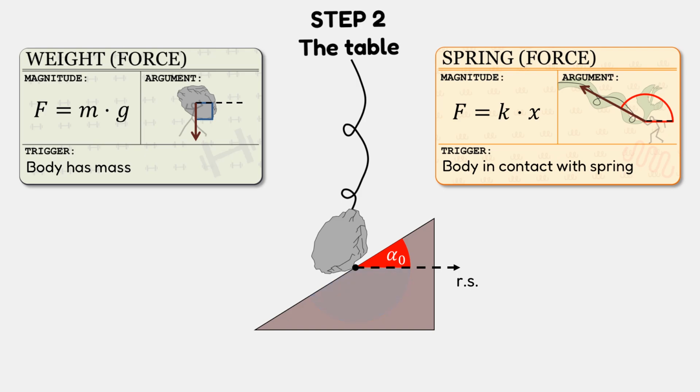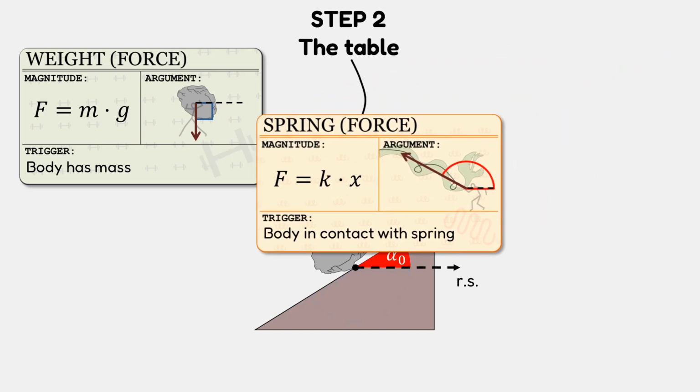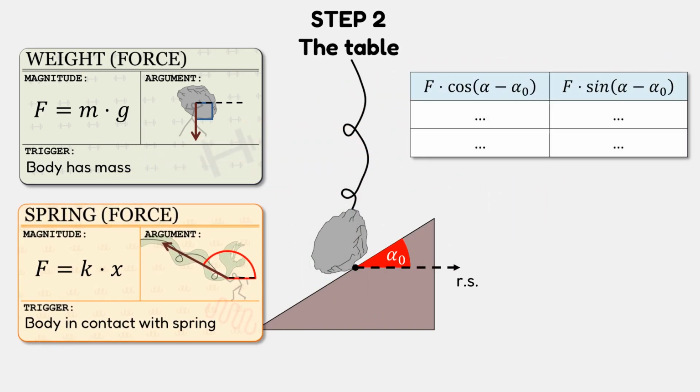Step 2. Now we complete a two-column table, where each row corresponds to one of the forces involved. In each row we'll write, in the first cell, F times cos(alpha minus alpha 0). In the second cell, F times sin(alpha minus alpha 0). Here, F is the magnitude of the force, alpha is the direction angle, and alpha 0 is the inclination of the contact surface, if any.